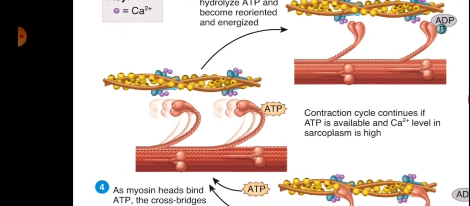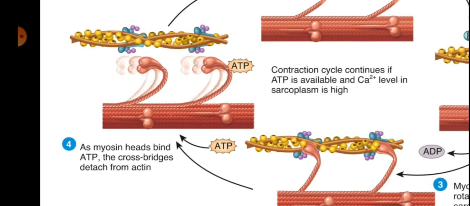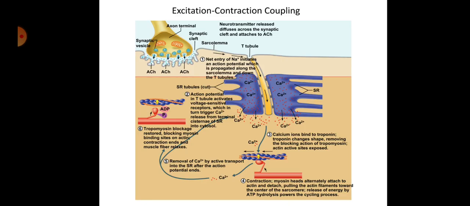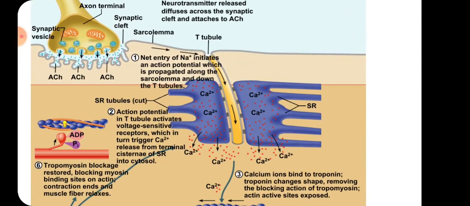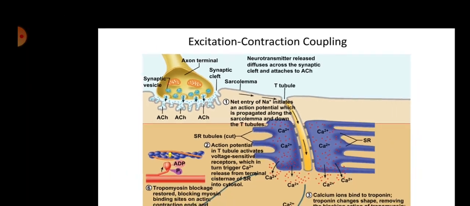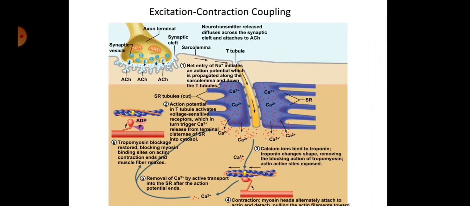In this diagram, as myosin heads bind ATP, the cross bridges detach from actin. In the next part, I shall tell you about the excitation contraction coupling.